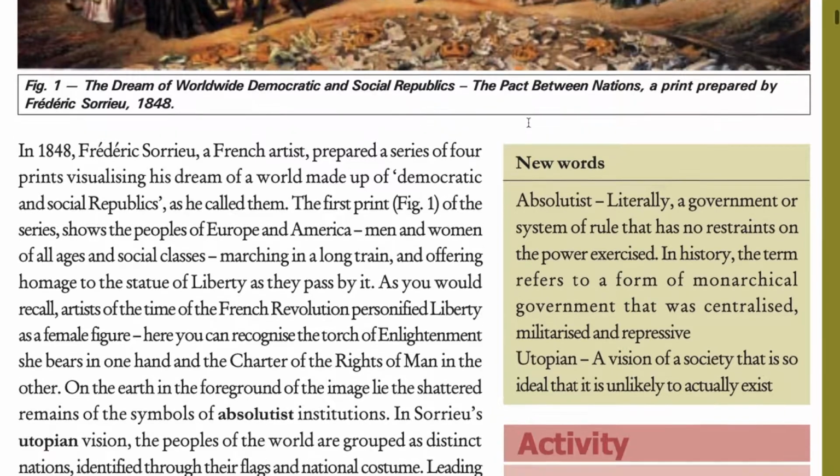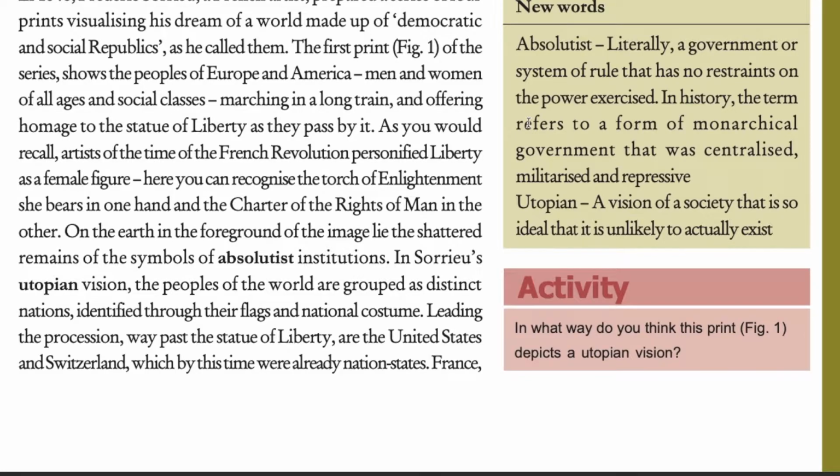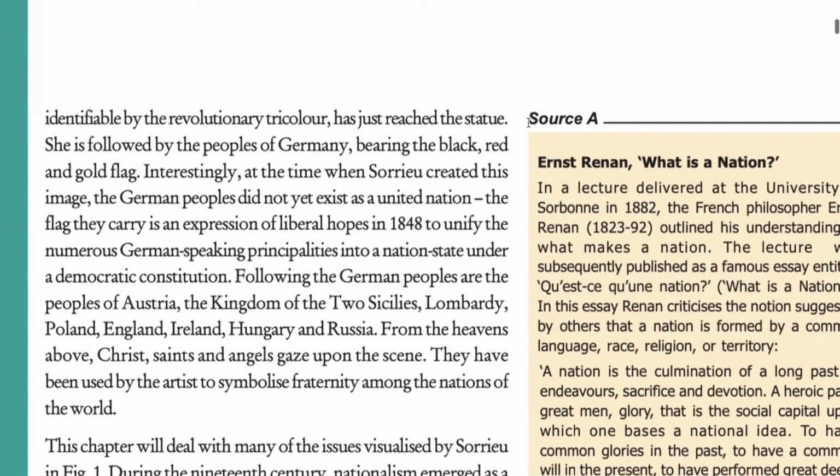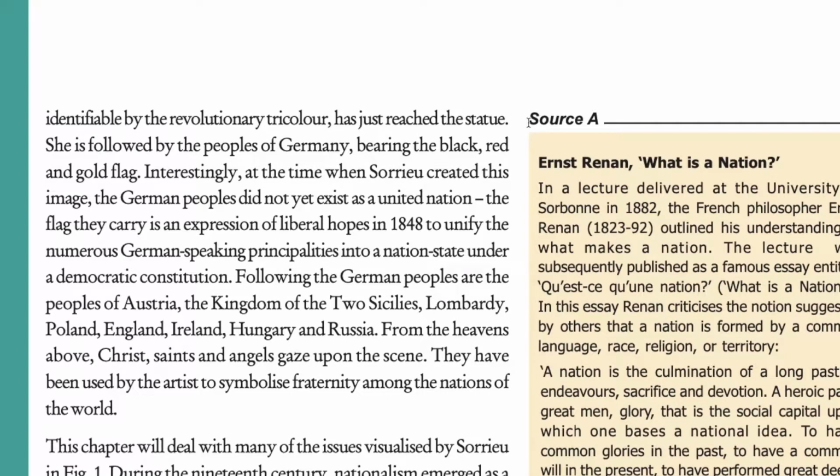In Sorrieu's utopian vision, the people of the world are grouped as distinct nations, identified through their flags and national costume. Leading the procession, way past the Statue of Liberty, are the United States and Switzerland, which by this time were already nation states. France, identifiable by the revolutionary tricolor, has just reached the statue.